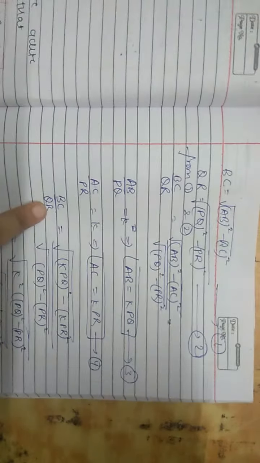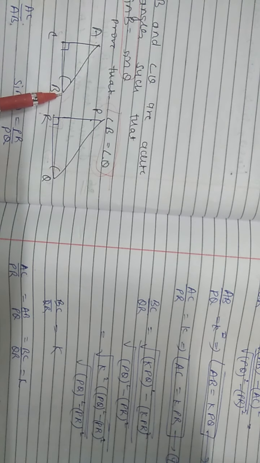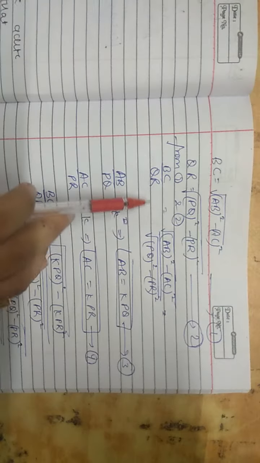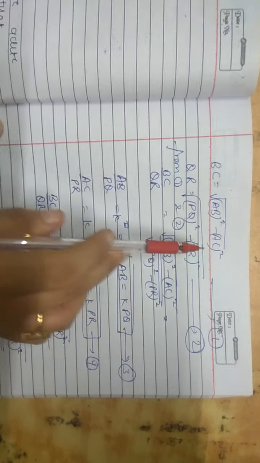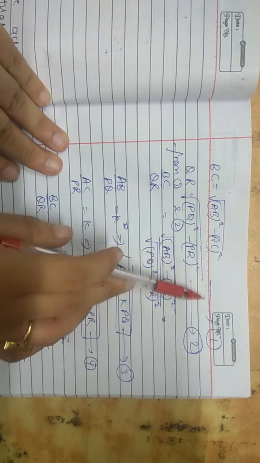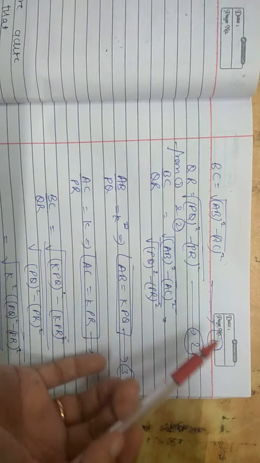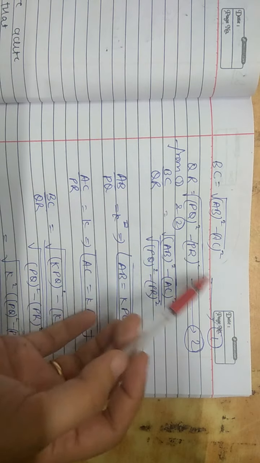Now you can see, we'll apply the Pythagoras theorem to find the side BC. BC is this side. So that is the square root of the square of the hypotenuse minus the square of this perpendicular: BC equals the square root of AB square minus AC square, and similarly we will get QR as the square root of PQ square minus PR square. We'll mark these two equations as 1 and 2 respectively, and we'll take the ratio of 1 and 2.